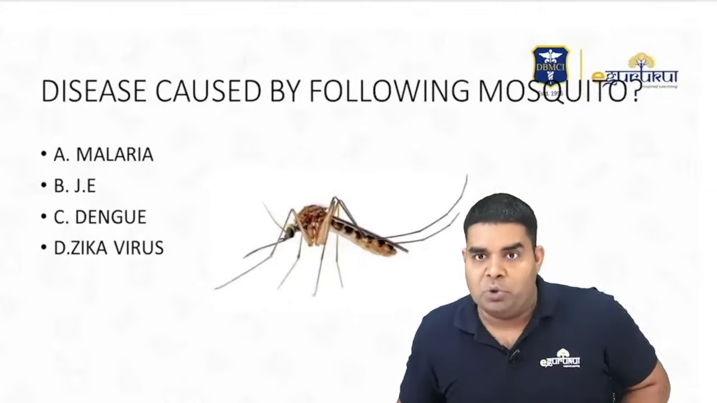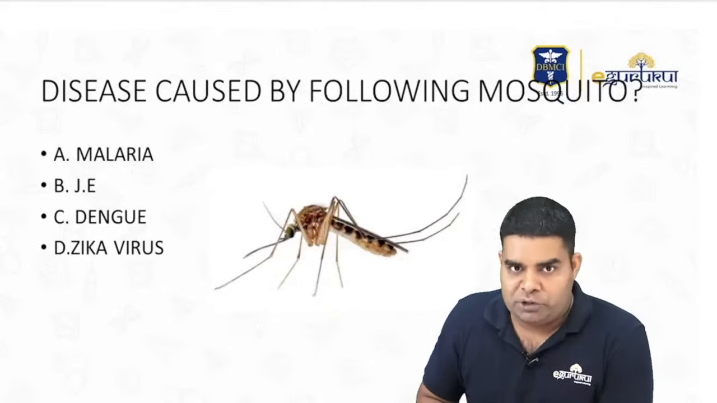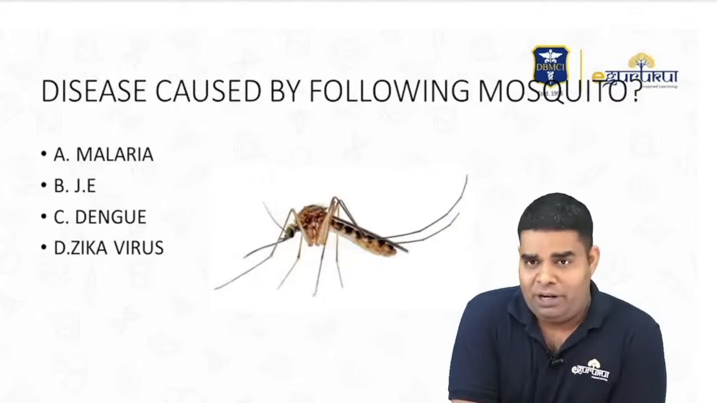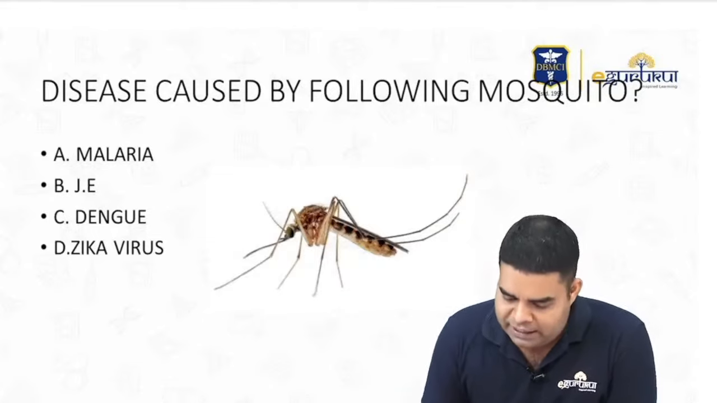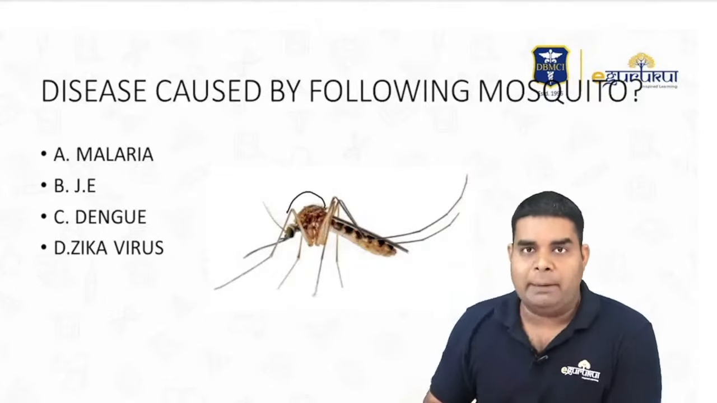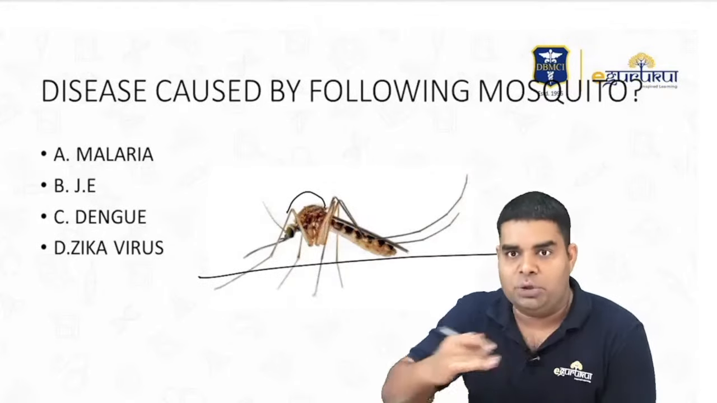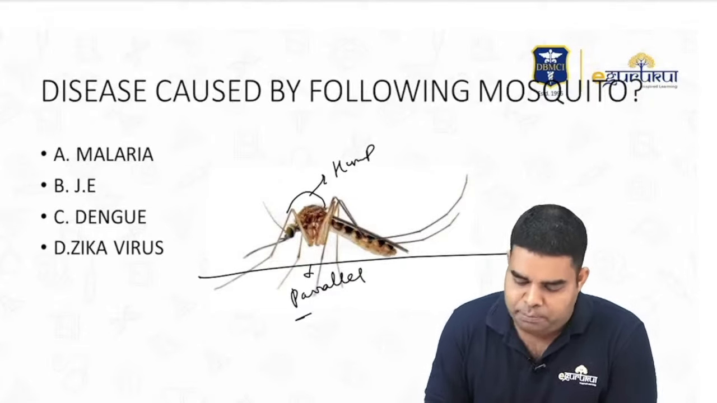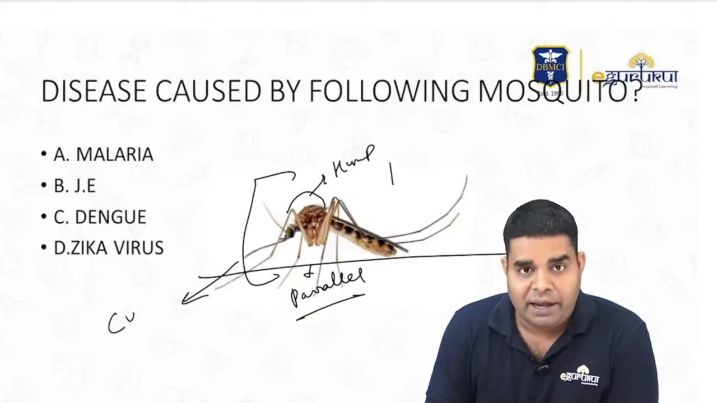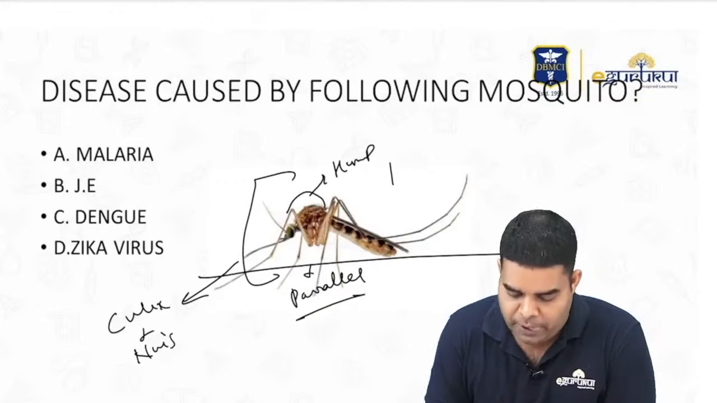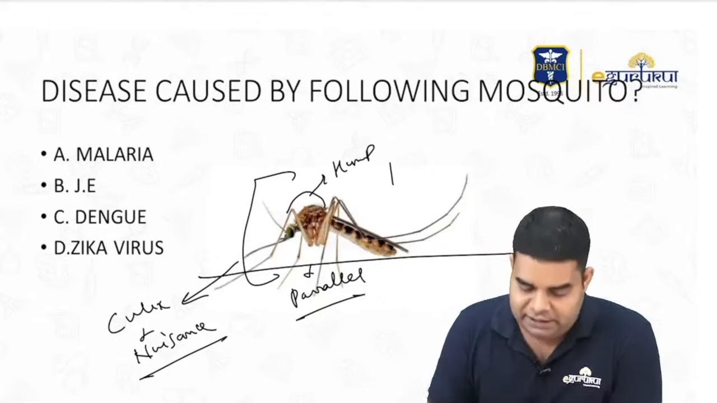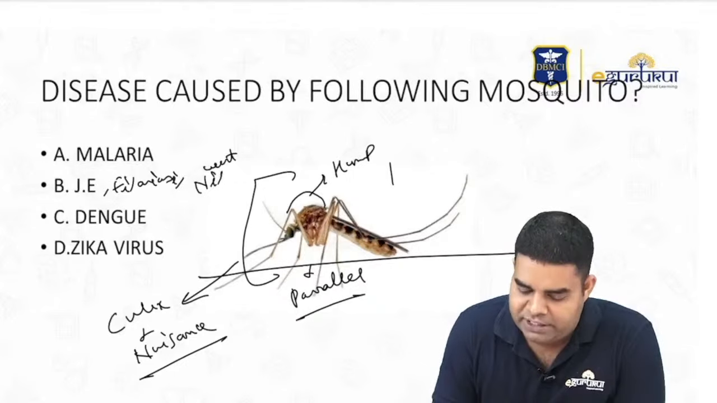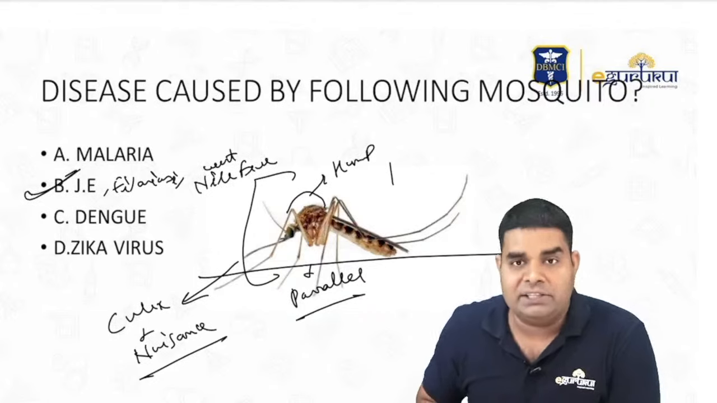Disease caused by the following mosquito. Can you identify the mosquito? To identify this mosquito, we have to see what options of diseases are there, and it's not so difficult to identify. There is a characteristic hump at the back, and it is sitting in the same line, parallel to the surface. This characteristic hump and parallel position point to Culex. And we all know that Culex is known as the nuisance mosquito. This Culex causes three diseases: JE, filariasis, and West Nile fever. So the correct answer is JE.